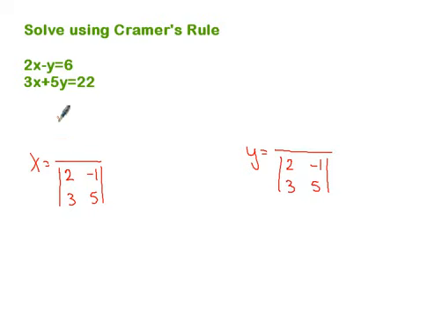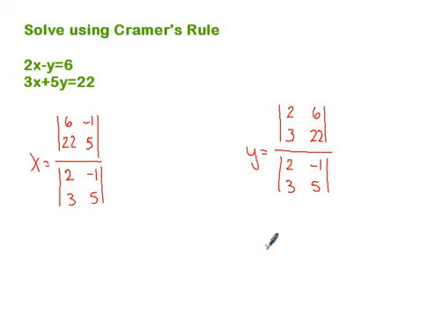On the top, in the numerator, it's going to be a little bit different. Since I'm solving for x, I'm going to replace the x values with the 6 and 22. The y values are going to stay the same, negative 1 and 5. And over here, since I'm solving for y, my x values are going to stay the same, and my y values are going to be replaced by 6 and 22.